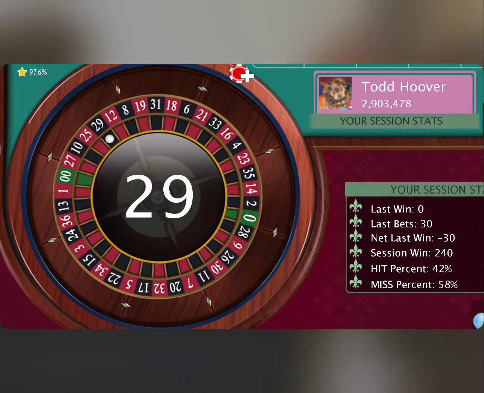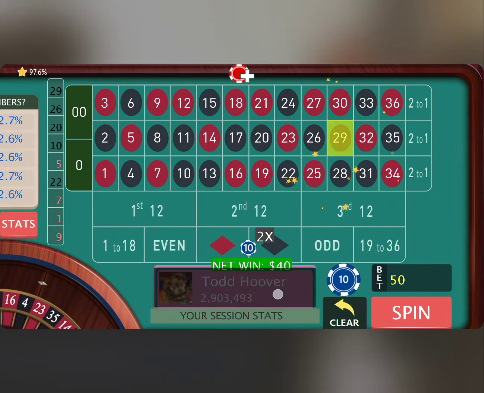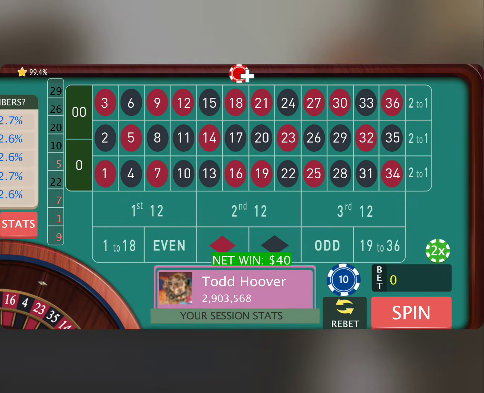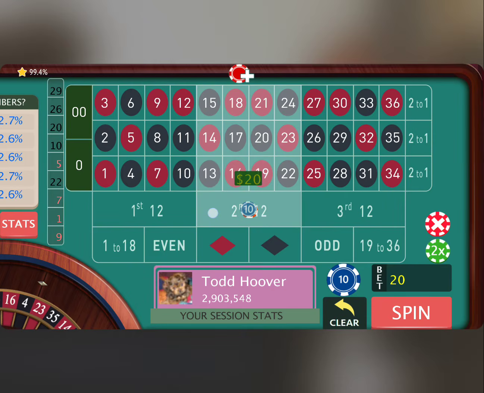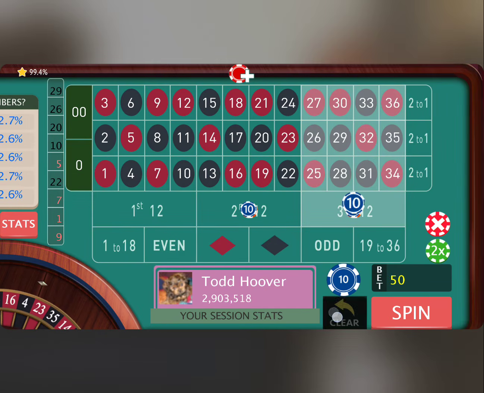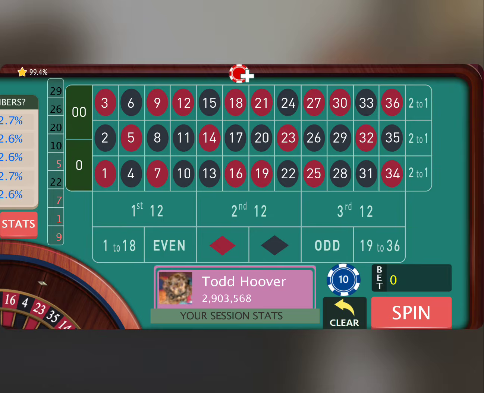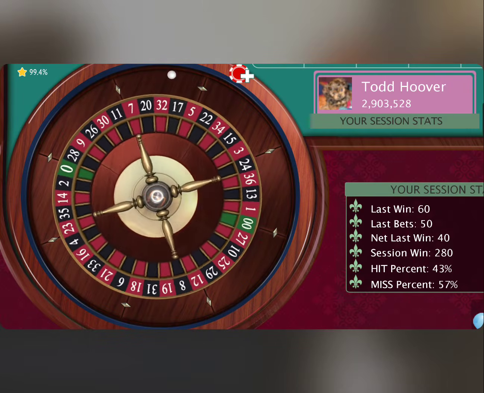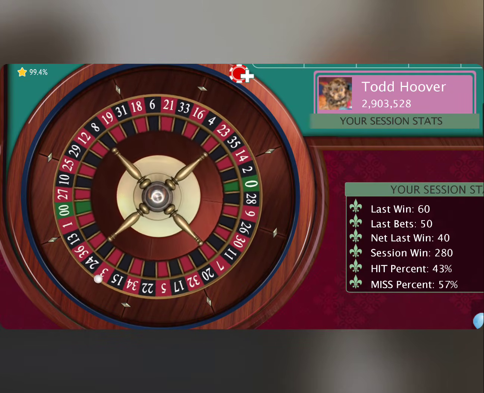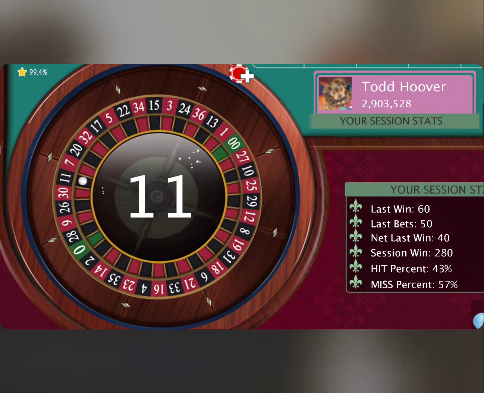29 hit, trying to get to 300. Here's 40, we're at 280. So rebet, let's take this off. This is 20, so clear it out. This goes to 30, it hit here. 10, 20, 30, and then 10 goes back to the 20. The new bet goes back to the previous.